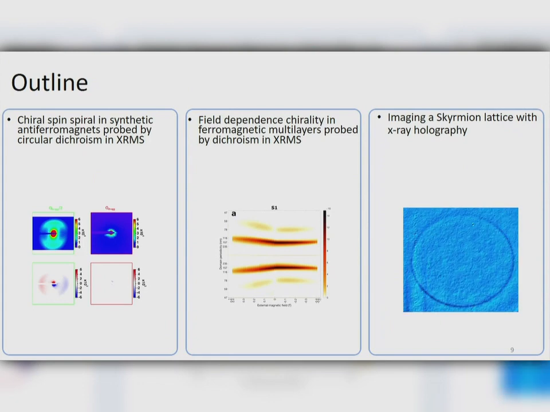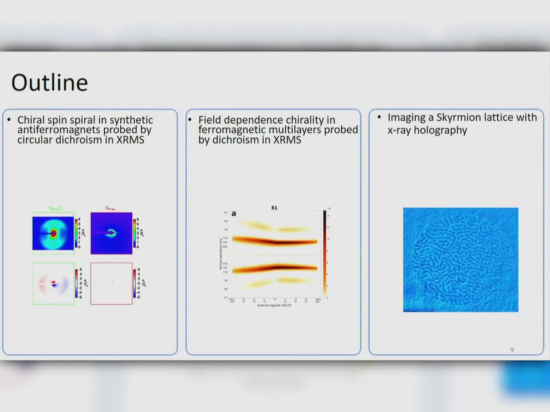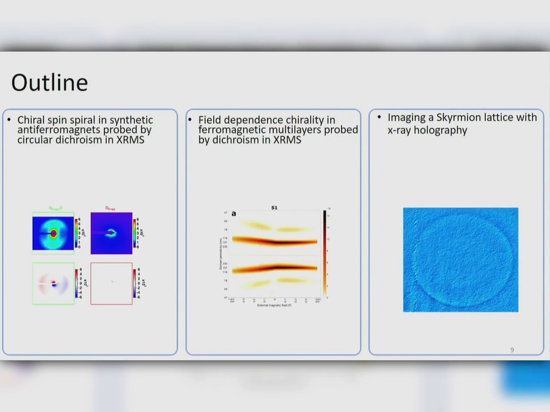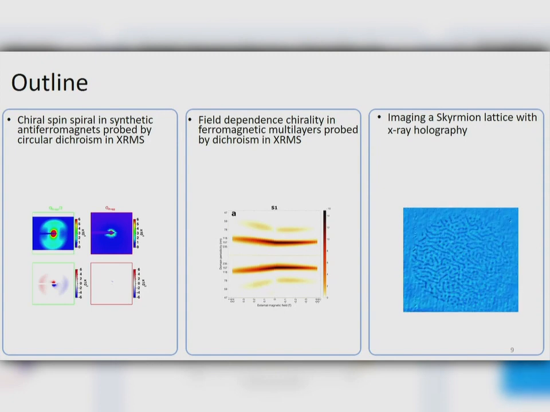Today, I will be talking about some chiral spin spirals in synthetic antiferromagnets. Then we will move to hybrid chiral domain walls, which are domain walls that have Bloch and Néel parts, and they have two chiralities. And then I will do some imaging, and I will show you skyrmions and some work that we've been doing with Heraldo.